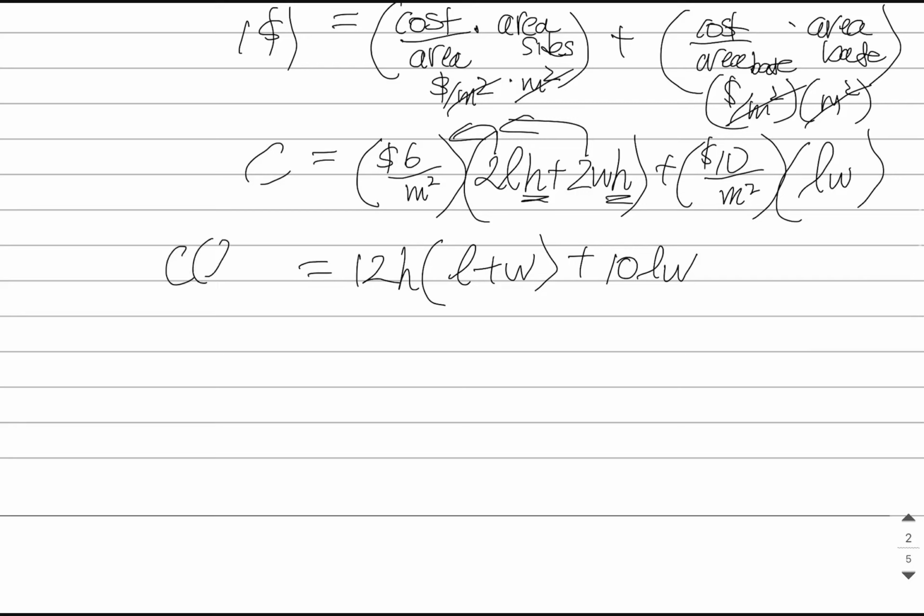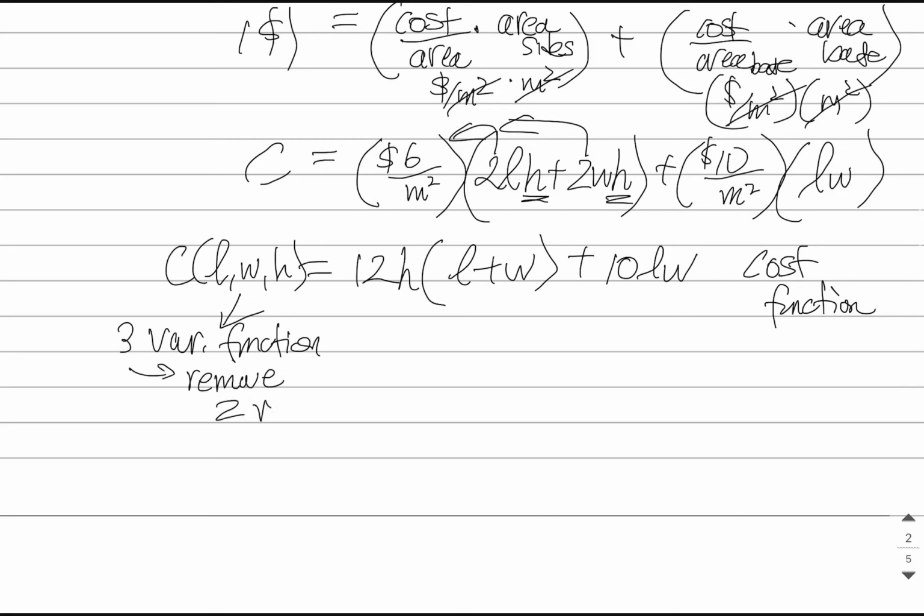So what I was mentioning earlier is that now we do have a function for the cost. This is the cost function, but it's a function of 3 variables: the length, the width, and the height of the box. Now that all makes sense, right? We should fully expect that the cost will depend on the size of each one of those faces. So this is a 3 variable function. What we have to do is remove 2 of the variables somehow. And to do that, we have to use the given information.